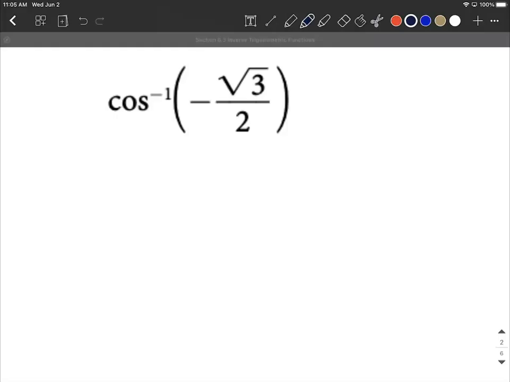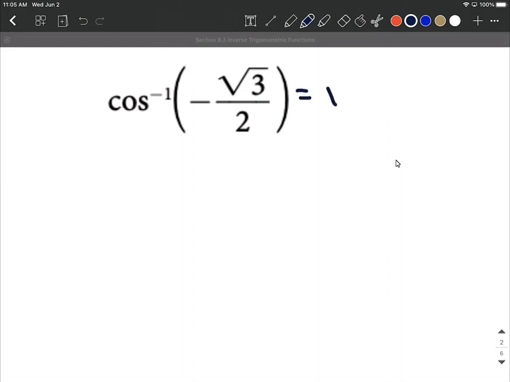All right, attempting to evaluate cosine inverse, or arccosine, of a negative ratio. So negative square root of 3 over 2. As we get going on this one, it's a little bit trickier than looking at sine or tangent of a negative ratio on the inside here, but I get started the same way.